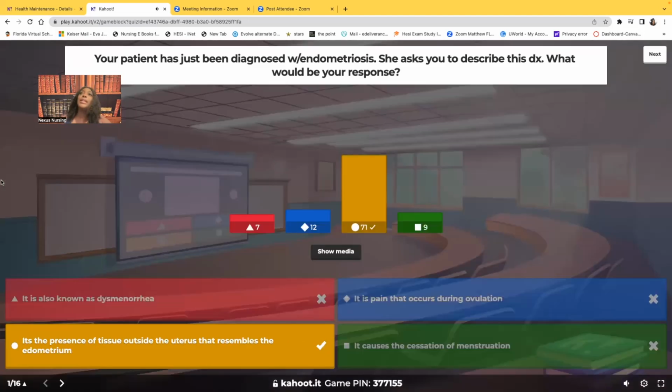Very good. So it's endometrium-like tissue, except outside of the uterus. And this is most painful when the patient is going through their menstrual cycle. Extremely painful. Very good.